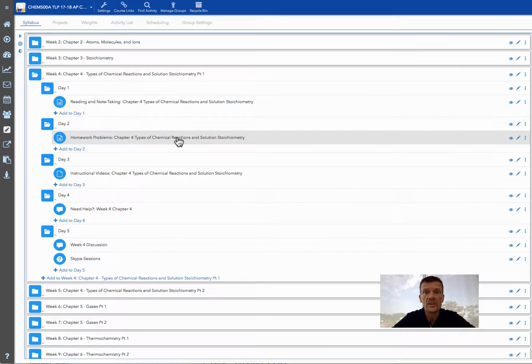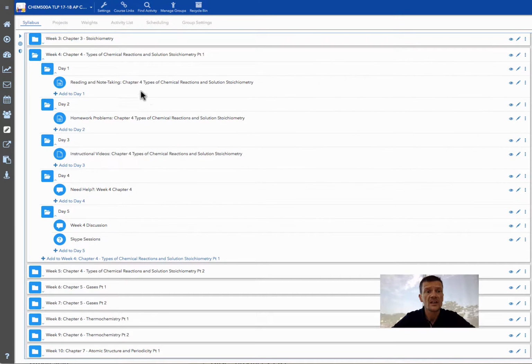This week, this chapter actually now is going to be broken into 2 parts. Week 4 is the first part of chapter 4, and week 5 is going to be the second part of chapter 4. So now that we're done with some of the basics of chapters 1, 2, and 3, the remaining chapters are going to be broken into 2 weeks. So you'll see here that day 1, again, you're suggested to start with your reading and note-taking, and then day 2, start with those homework problems. They're assigned there for you. Again, day 3, there are instructional videos for you to watch if you so choose.